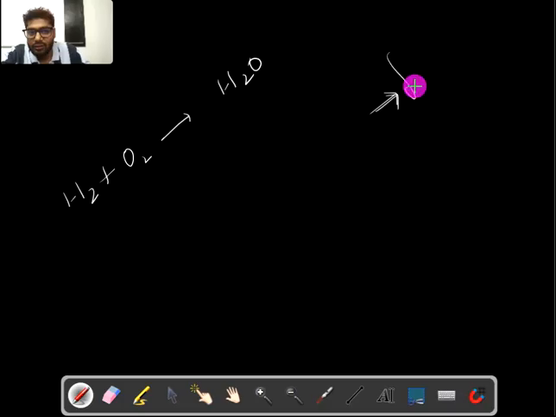Now, starting with a very small example. We all know that hydrogen reacts with oxygen to form water. There are two species, hydrogen and oxygen, and when they combine, they form water. Now, why is it important to balance a reaction? The chemical equation is based on a law called the law of conservation of mass.